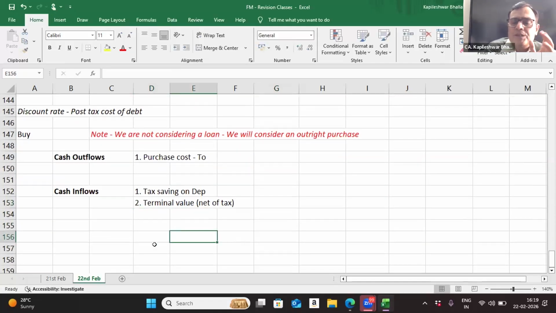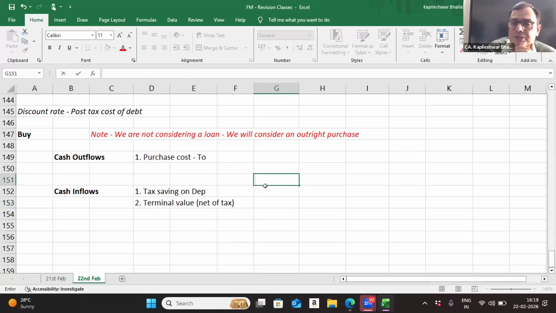Okay, so mainly I would say these are the outflows and inflows in terms of a buy option. You buy the asset, then there is a tax saving on depreciation. So we can say if it is not in arrears, it's going to be starting at the end of first year, otherwise it gets delayed.